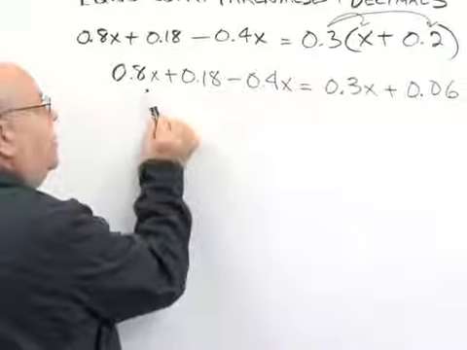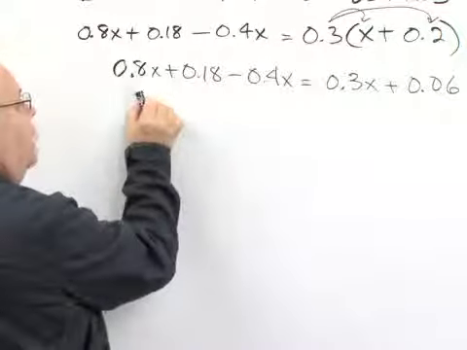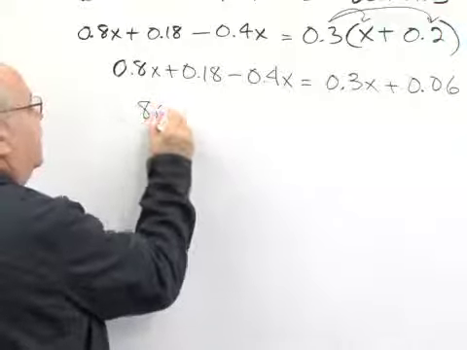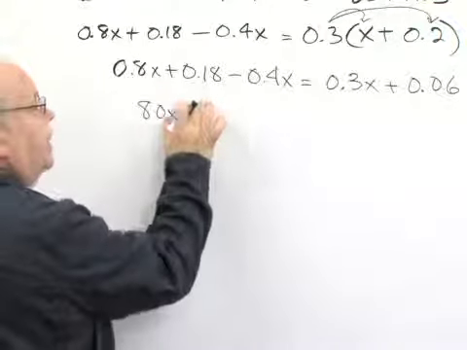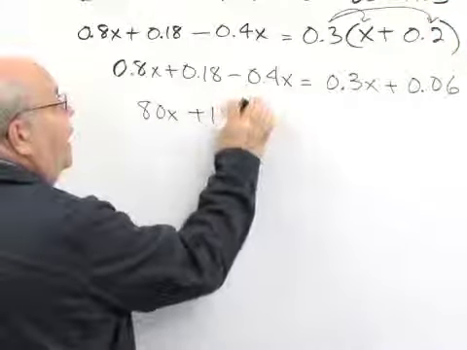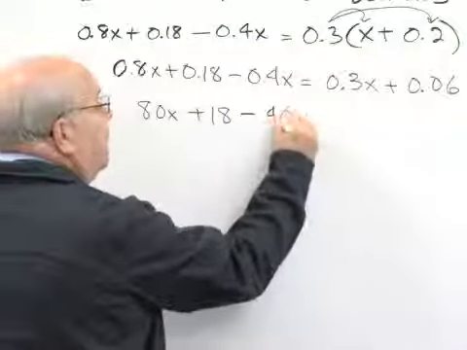When we multiply by 100, it moves the decimal point 2 places to the right. So 0.8 will become 80. So if we multiply 100 times 0.8x, we get 80x. 100 times 0.18 would give us 18. 100 times minus 0.4x would give us minus 40x.